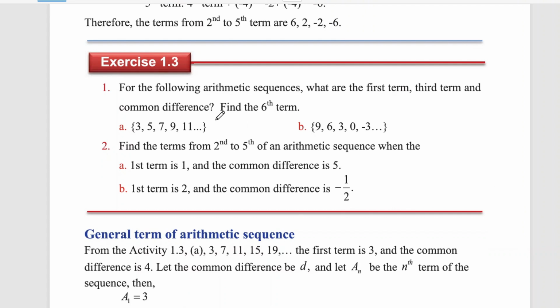So let's move on. For the following arithmetic sequence, what are the first term, third term, and common difference? Find the sixth term.